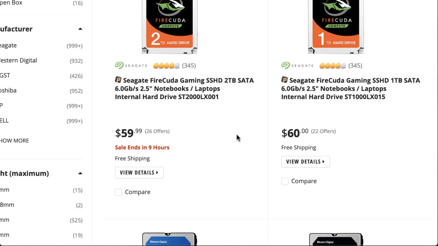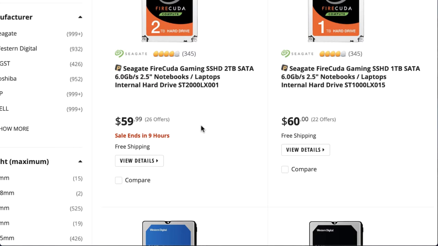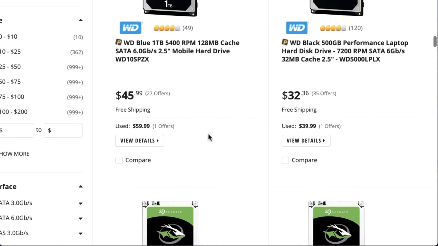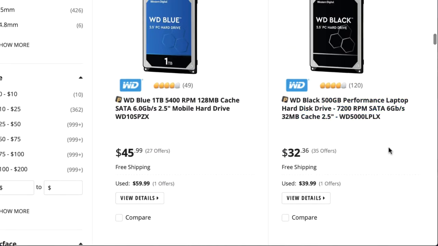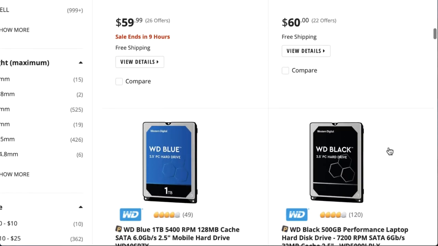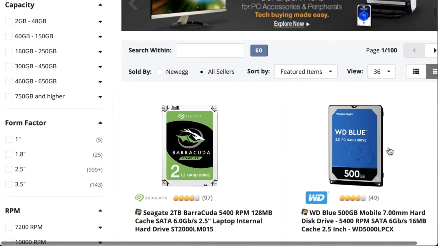This is one of my favorites. The Seagate FireCuda Gaming SSHD 2 terabyte SATA drive. That's 2.5 inches for the form factor. It's for notebooks, laptops. It's the internal hard disk drive. 2 terabytes for $60. Wow. I mean, this is amazing how much storage space that we can get at a dramatically reduced price. And that is, of course, because of the predominance of the SSD disks.